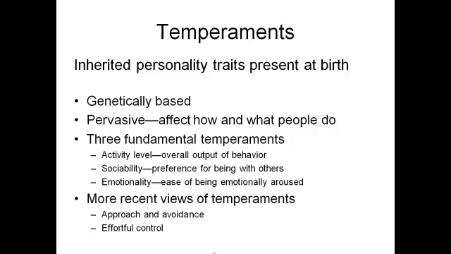Three fundamental temperaments we'll talk about: activity level, sociability, and emotionality. So activity level is essentially how active you are. Do you do a lot of different activities, exercise a lot, walk a lot, dance a lot, whatever. Your activity level is maybe how busy you are, moving from place to place. People who have a low activity level may be more sedentary, more laid back in terms of their activities. Maybe they prefer quiet, peaceful activities and not too much jumping around.